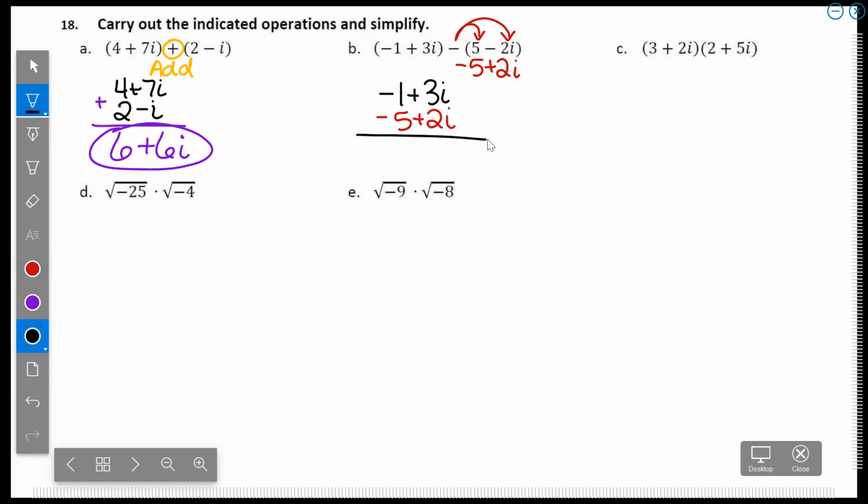So I have negative 1 and a negative 5i that I'm going to combine. Negative 6 and 3i and 2i. 5i. Right. What operation are they asking for on part C? Multiplication.